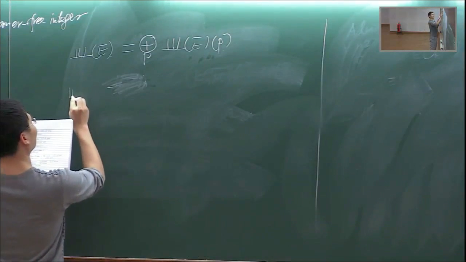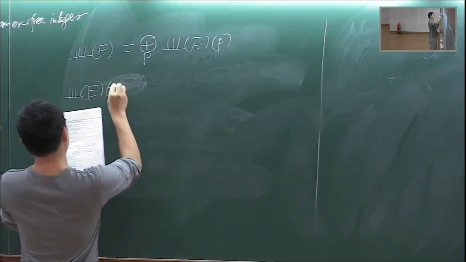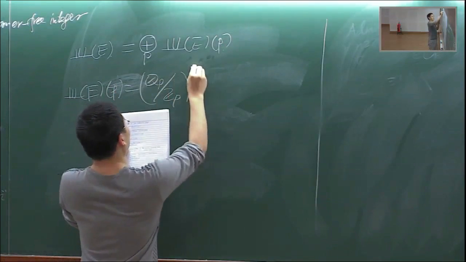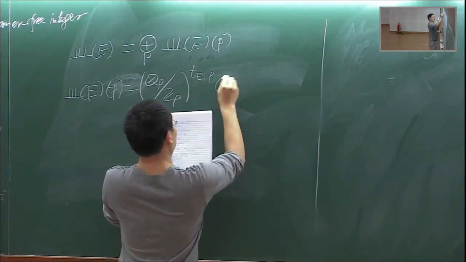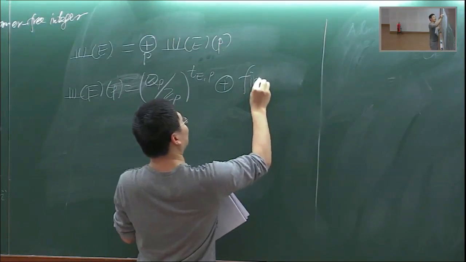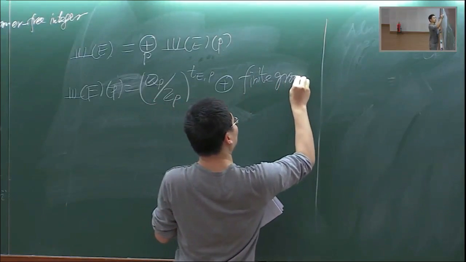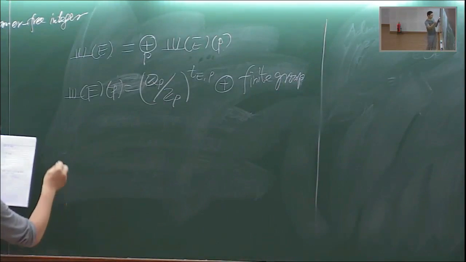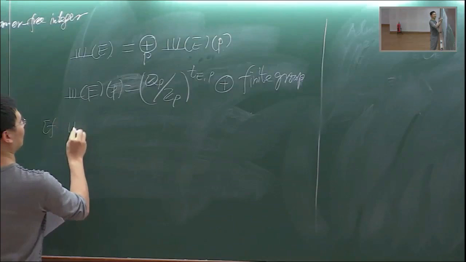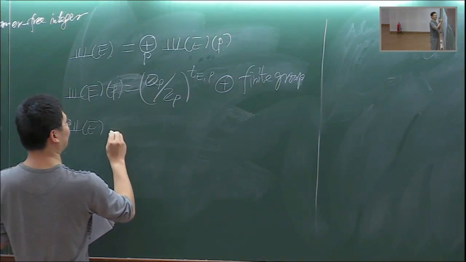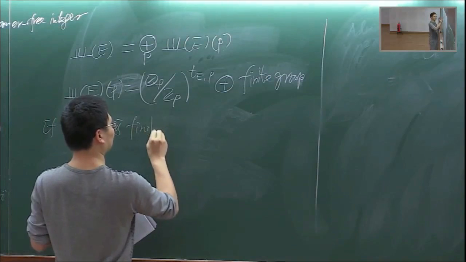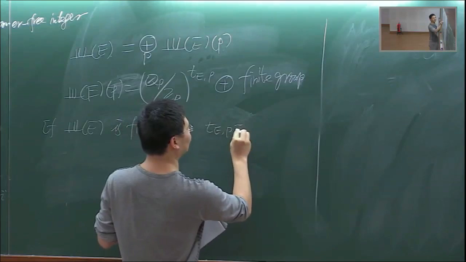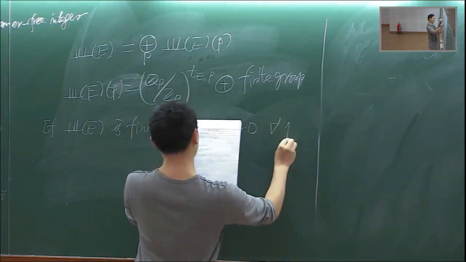And this is equal to this plus a finite group. So if we want to prove that this is finite, then obviously we must have the corank of the Selmer group be equal to 0 for any P.